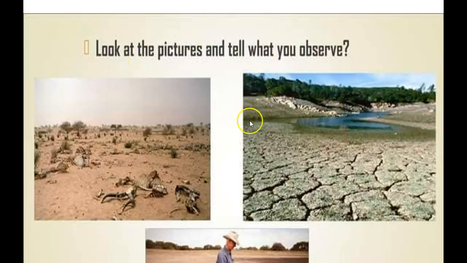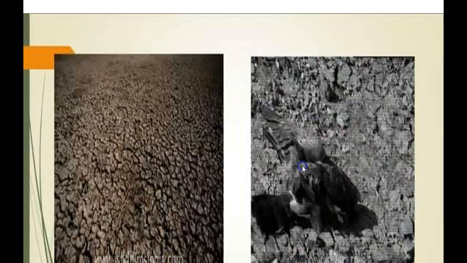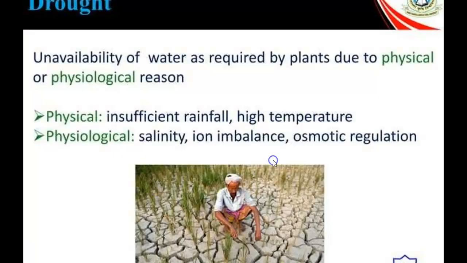Look at the picture and tell what you observe. These pictures are a clear illustration that there is severe water shortage. These are also pictures representing severe scarcity of water. So we can say that there is unavailability of the water required by the plants, and that unavailability could be physical or physiological. In physical drought, there is insufficient rainfall or high temperature.